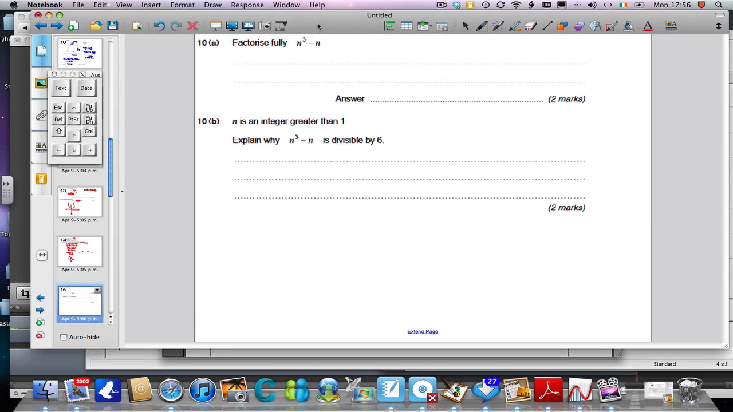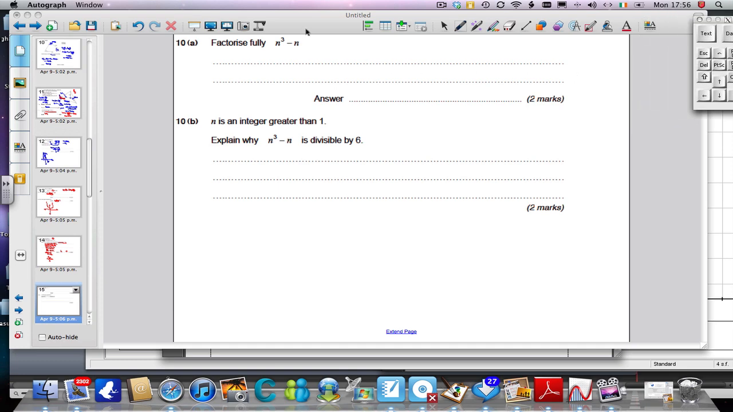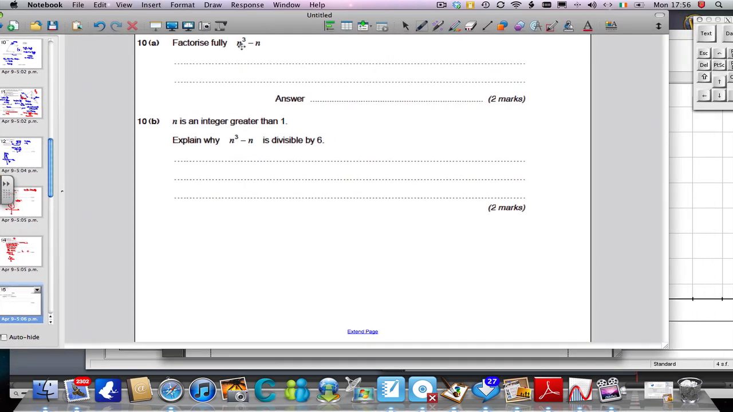Right, let's keep going. Factorize fully n cubed minus n. So factor n out and we get n squared minus 1. Now that will only give you one mark. Be very careful. Look at this here. We got n squared minus 1, which is actually the difference of two squares. That can be factorized even further to n minus 1 and n plus 1.